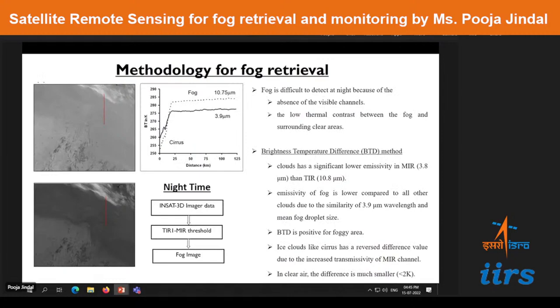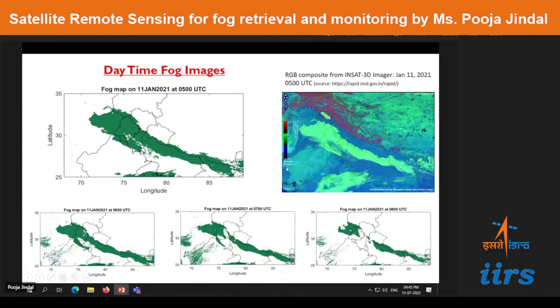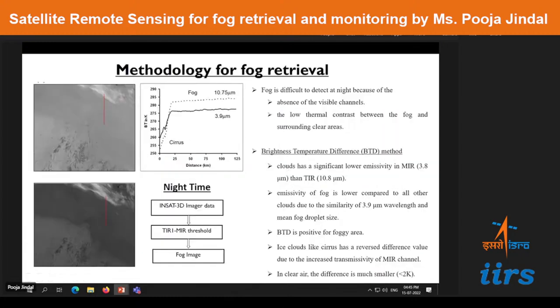Completing the daytime methodology, now we will discuss the nighttime methodology. The daytime methodology cannot be used for the nighttime, and the main reason is the absence of the visible channel. We have used the visible channel in the methodology, but the visible is not available during the night time, so we cannot use the same methodology as we used for the daytime.